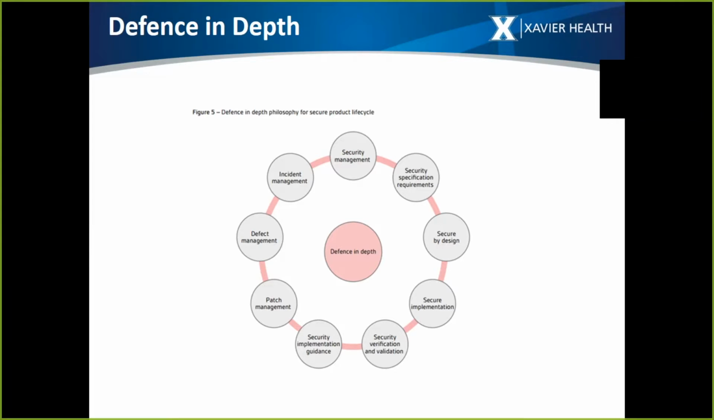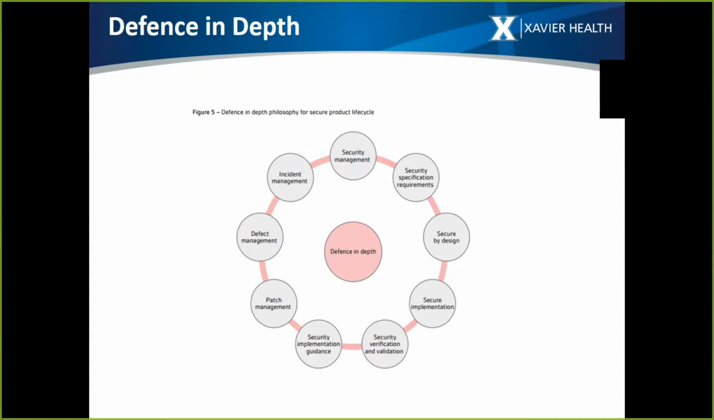You can have security processes in place for your patch management and updating of the software associated with the medical device. You can have defect management as one level of security. You can use incident management as another level of security. All of these together in the aggregate are intended to provide as many layers of protection as possible.